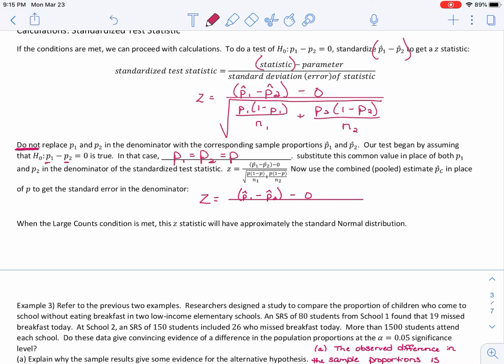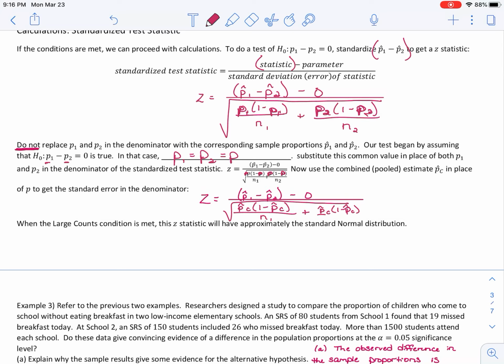They equal some number p. So every time p sub 1 showed up here, and every time p sub 2 showed up here, I can replace them, which I already typed out for you, with regular p's. We don't know this number. However, we have our pooled estimate. We have the combined estimate. That's the p hat sub c. That's what we're going to put in place of p for the standard error in our denominator. So in our denominator, we're going to have p hat sub c, complement of p hat sub c, over n sub 1, and then p hat sub c. Why'd I put another square root?